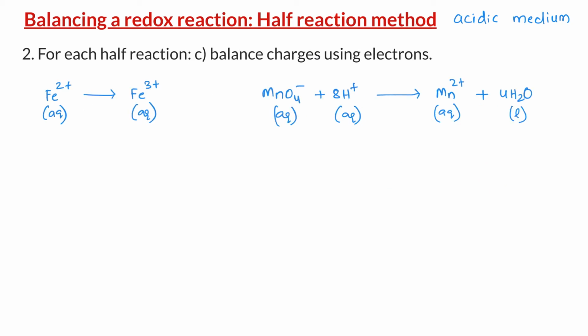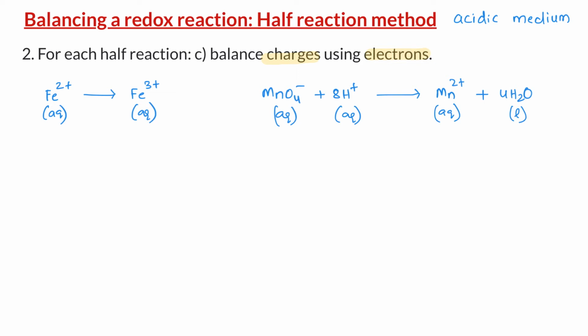So far, for each half reaction, we have balanced all the other atoms except hydrogen and oxygen. Then we balanced oxygens by using water molecules. And then we balanced hydrogens by using H+ ions. Next, we balance the charges using electrons. For the oxidation half reaction, the overall charge on the reactant side is +2 and the overall charge on the product side is 3+.